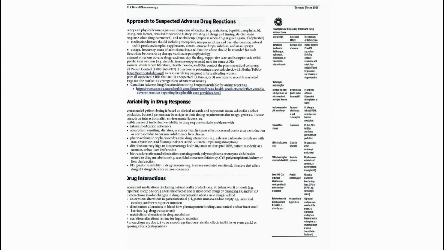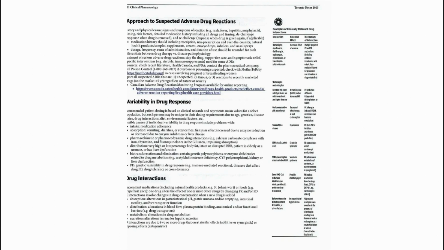A complete medication history should include every product that the patient is using, not only the prescription drugs, but also over-the-counter medications, herbal and natural health products, vitamins and supplements, creams, eye and ear drops, inhalers, and nasal sprays. For each medication, document dose, frequency, route of administration, and duration of use. Next, determine whether the patient's symptoms are truly caused by the medication or whether they are simply part of the underlying disease.